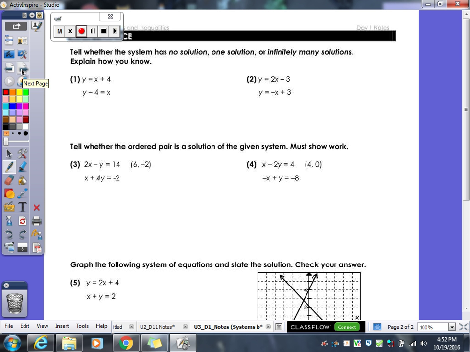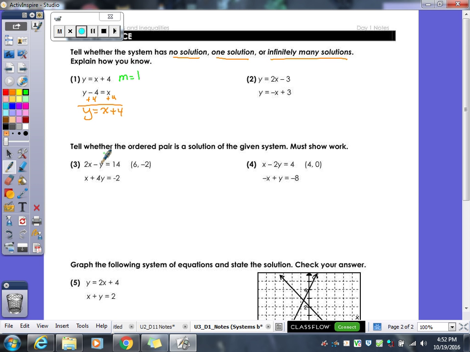Okay, let's take a look at our back. They want us to tell whether the system has no solution, one solution, or infinitely many solutions. We don't need to graph in order to figure this out. What we need to do is make sure our lines are first in y equals mx plus b form. So for this first problem, my second equation was not in y equals mx plus b form, so I'm going to make it so that it is by adding my 4 over. And then I'm going to go back and look.